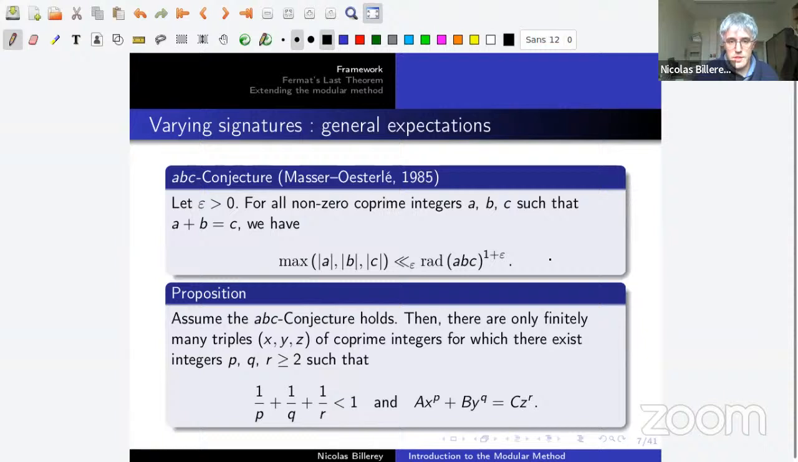So if you apply this ABC conjecture to little a, little b, and little c, which are given by capital A times x to the p plus capital B times y to the q, and so on, what you get is that there are only finitely many triples x, y, and z of coprime integers for which there exist integers p, q, and r satisfying both of these conditions. First of all, the sum of the inverses of the exponents, 1 over p plus 1 over q plus 1 over r, is less than 1. And moreover, A x^p plus B y^q is equal to C z^r. So that's also a finiteness statement, but this time it's a conjectural statement, of course, because it depends on the ABC conjecture, but that's for varying signatures, not for fixed signature.